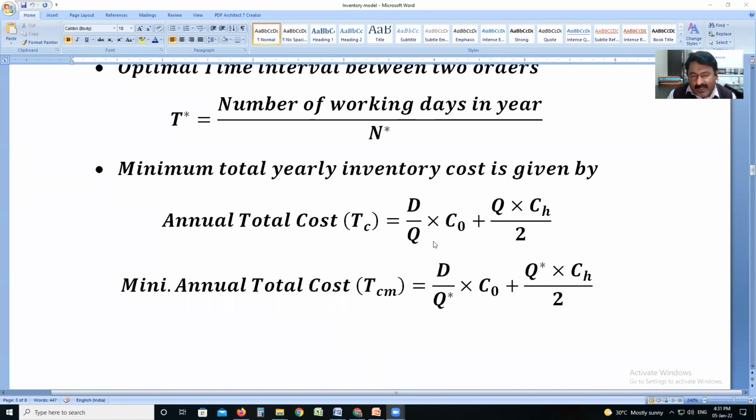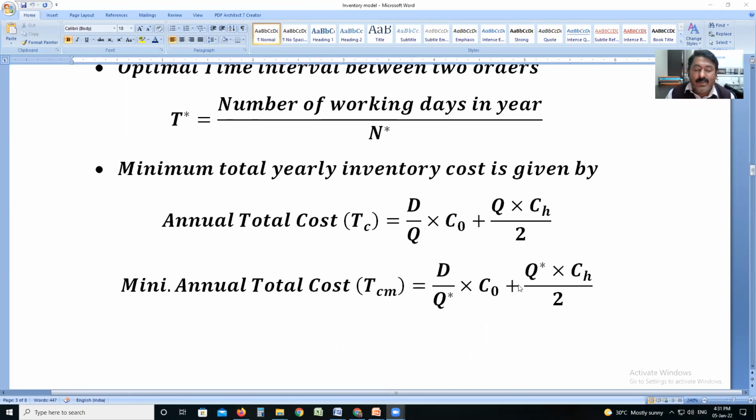Now here, friends, this is the annual cost. Now this Q will be replaced by Q star. Just let me highlight. What is the value of Q? This Q will be replaced by Q star, and here is one more Q, it will also be replaced by Q star. Then you will get the minimum annual total cost. This is the generalized formula. Because this Q is the order quantity, if it is replaced by the economic order quantity, then this total annual cost becomes the minimum annual cost.